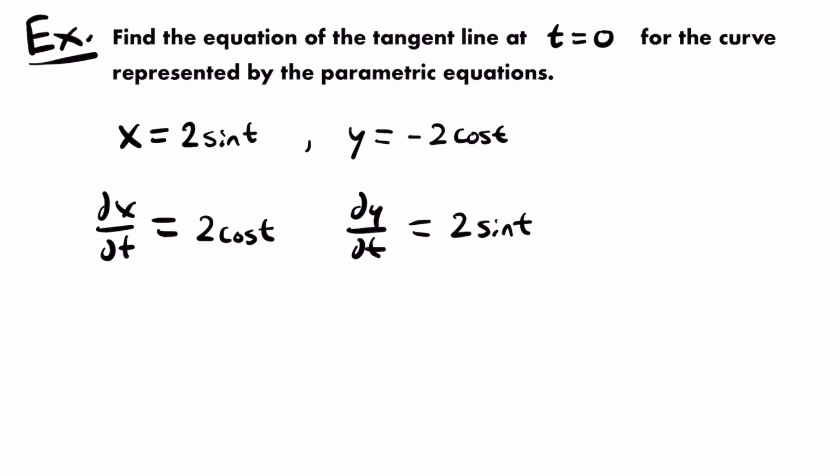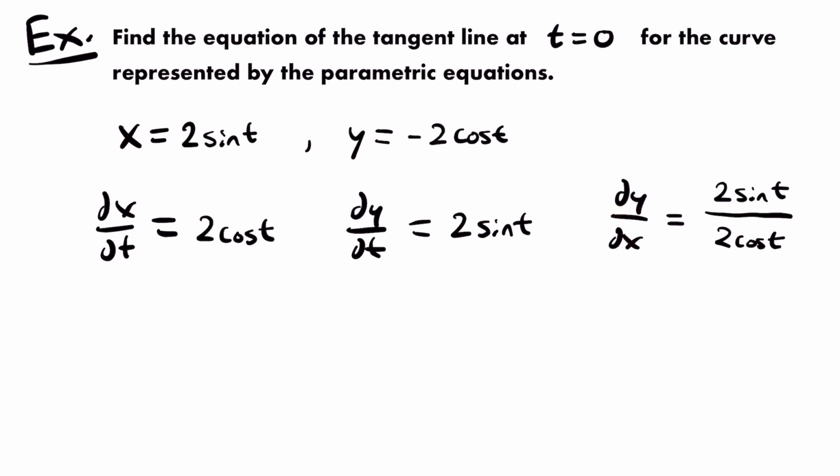So now we can find the parametric derivative dy/dx. So I have dy/dx is equal to dy/dt divided by dx/dt. So we'll have 2 times sine t divided by 2 times cosine t. All right, you always divide the derivative of y with respect to t by the derivative of x with respect to t. That's how you find dy/dx, the parametric derivative.